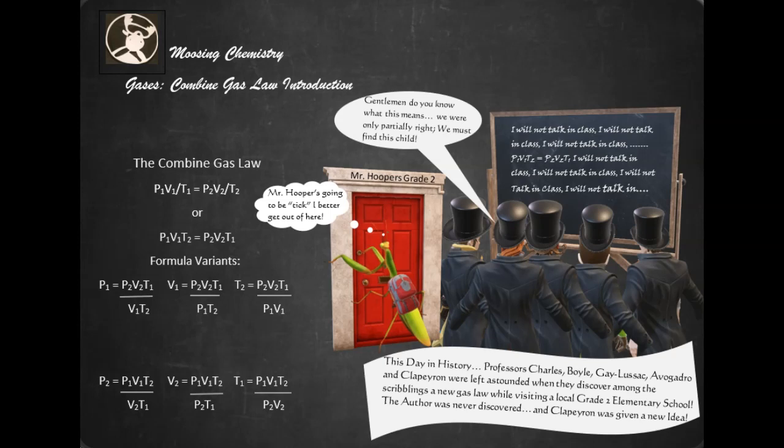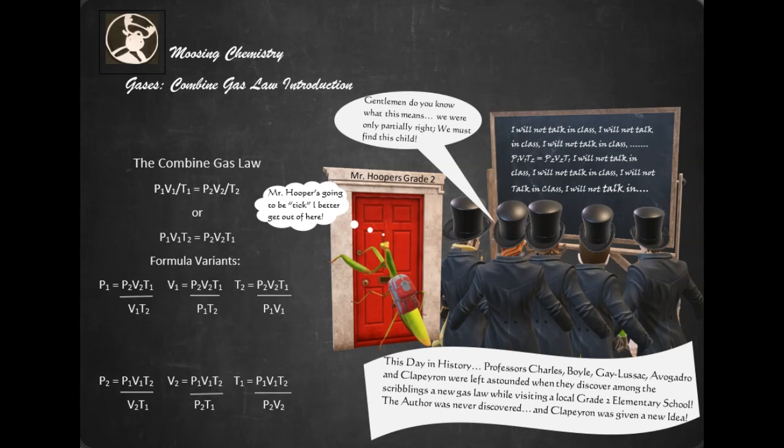Because remember that Boyle's law is P1V1 equals P2V2, where temperature is the constant. And Charles' law is V1T2 equals V2T1, where pressure is the constant. And Gay-Lussac's law is P1T2 equals P2T1, where the constant is the volume.